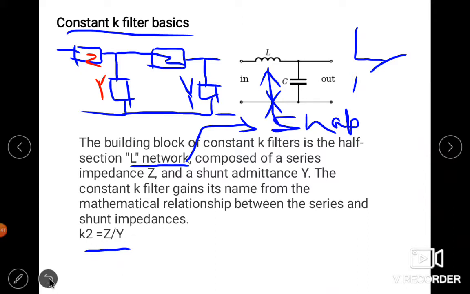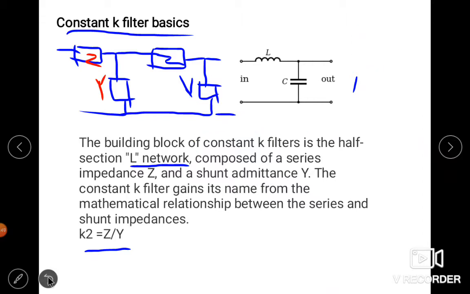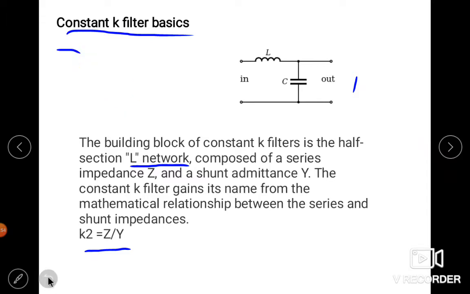So I have mentioned here all these parameters of the sections. So you might understand the terminology, the L network and the section of the hypothetical infinite filter are made of a series of elements, impedance and so on. So I believe all of the students might be clear about this. So the next topic is here.